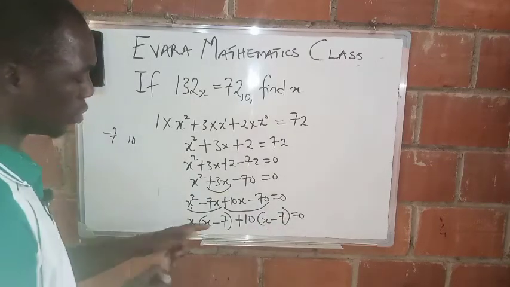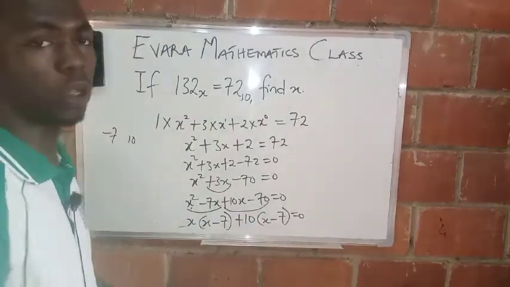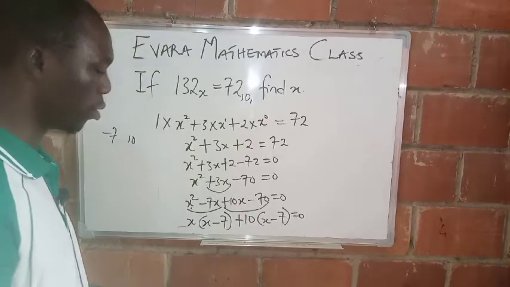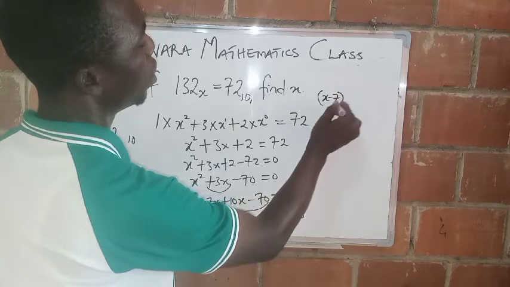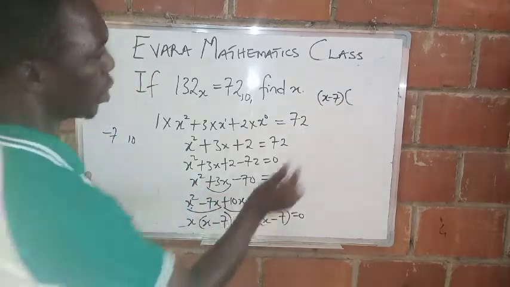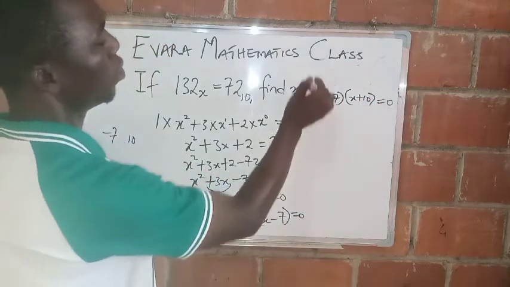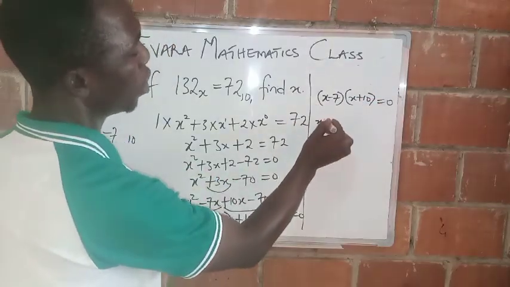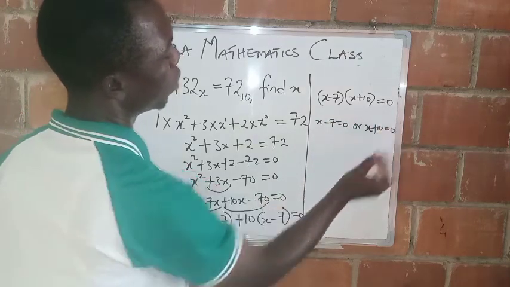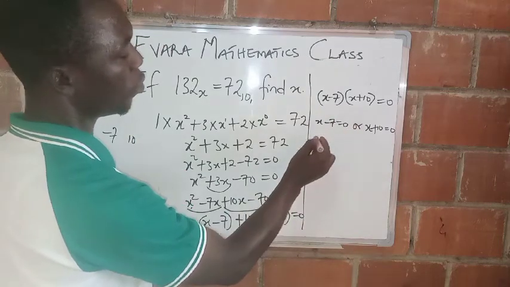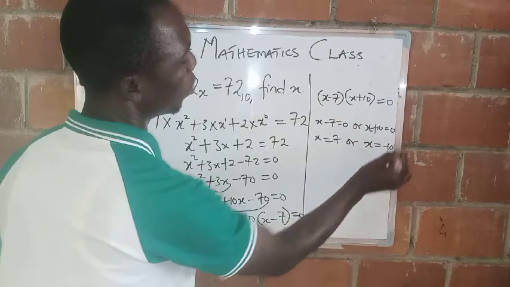Don't forget that the expression in the bracket here must always be the same as what you have here. So the moment they are different, that means something is wrong. So out of these two expressions, we'll take one, and then these other ones outside, we'll put them in one bracket, equals to 0. So we'll say x minus 7 equals to 0, or x plus 10 equals to 0. By the time 7 gets here, it becomes x equals 7, or x equals minus 10.